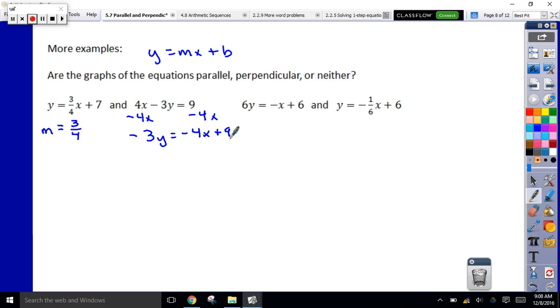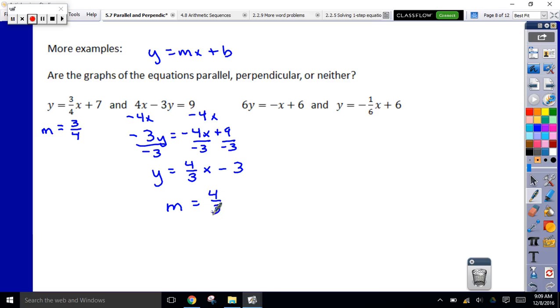Okay, what would I do next? Negative 3. Good. So I end up with y equals negative divided by negative is positive. So I have 4/3 x minus 3. So the slope of this line is 4/3.